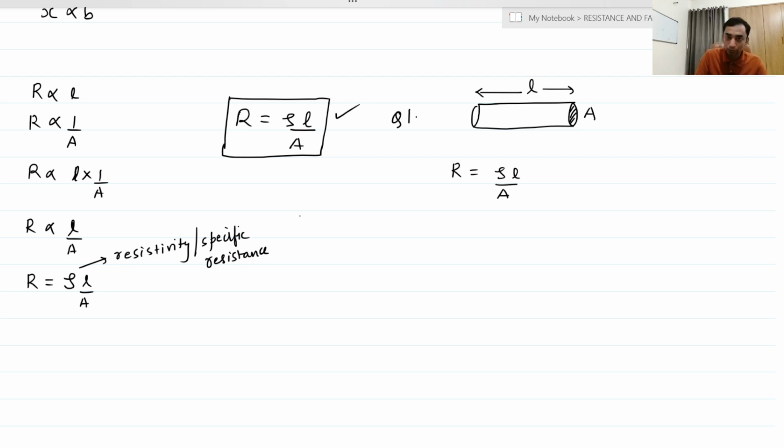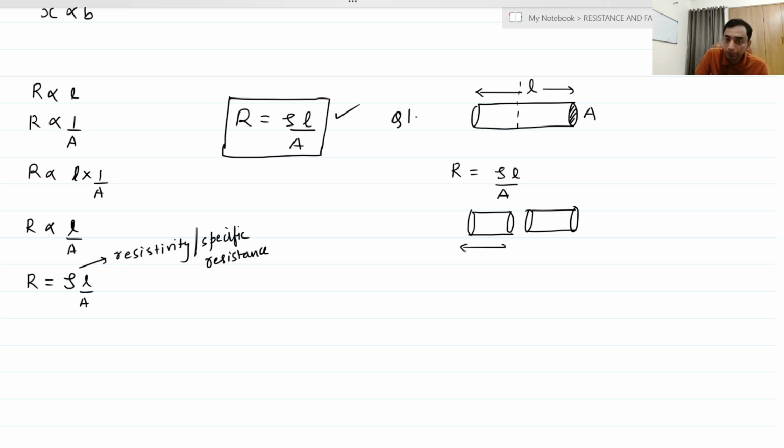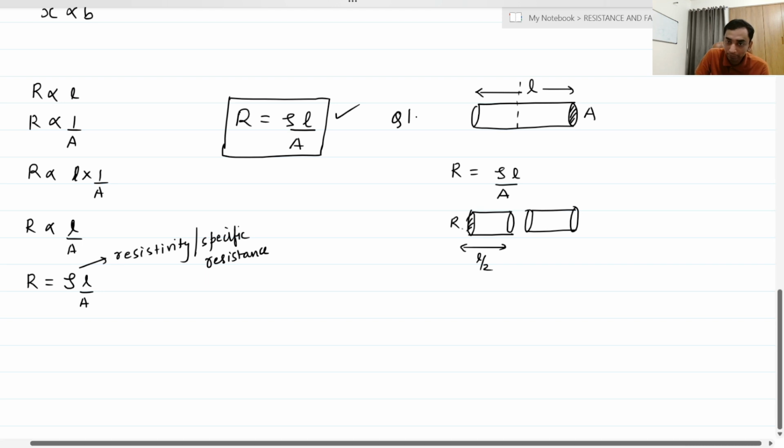So now the first question says that you are cutting the rod into 2 equal parts. So now this rod is divided into 2 equal parts like this. This is the first part and this is the second part. Now what happens when you chop off this rod into 2 equal parts? The length reduces to half and the cross-sectional area remains the same, right?